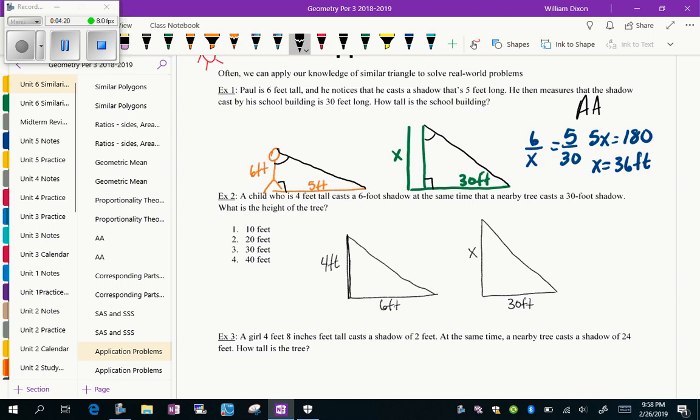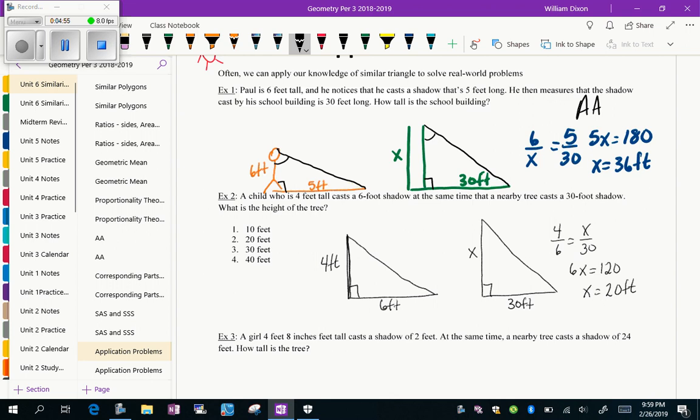Once again, two triangles, two right triangles at that. All right, so I'm going to set my proportion. This time I'm going to do it a little differently. I'm going to have 4 over 6 equals x over 30. I'm going to cross multiply. I'm going to get 6x equals 120. I'm going to divide both sides by 6, and x is going to equal 20 feet. Be careful, it is 20 feet.